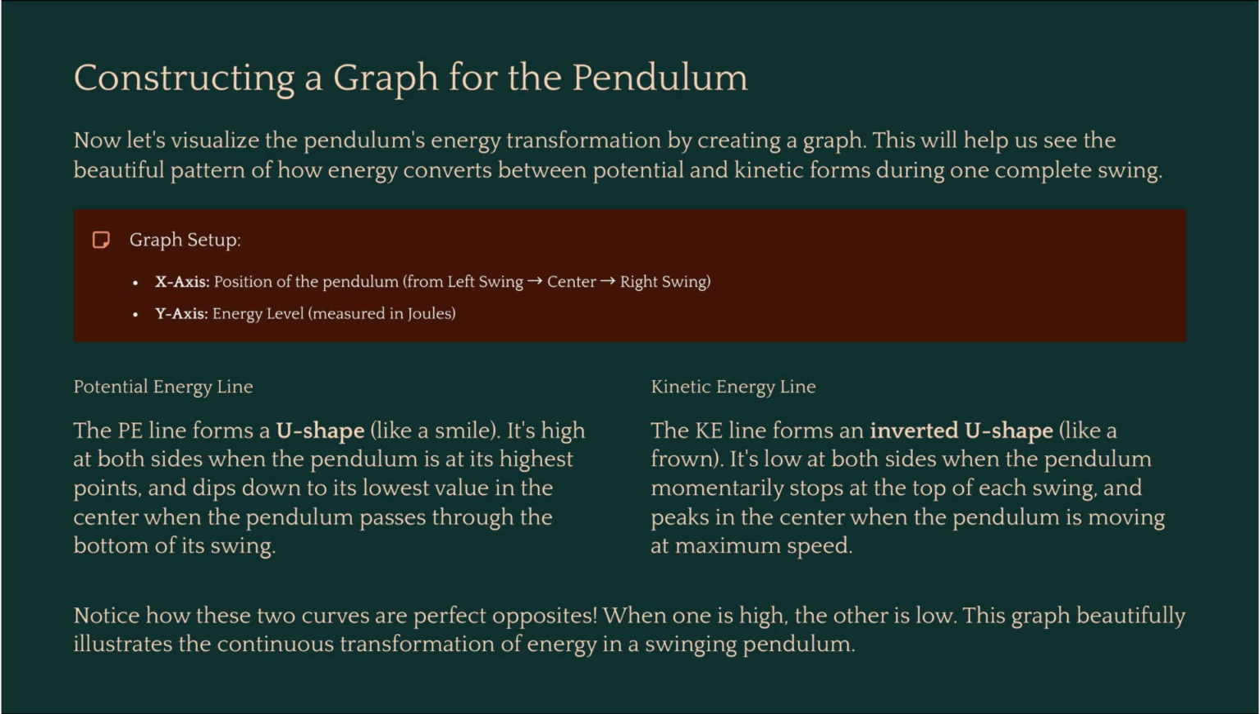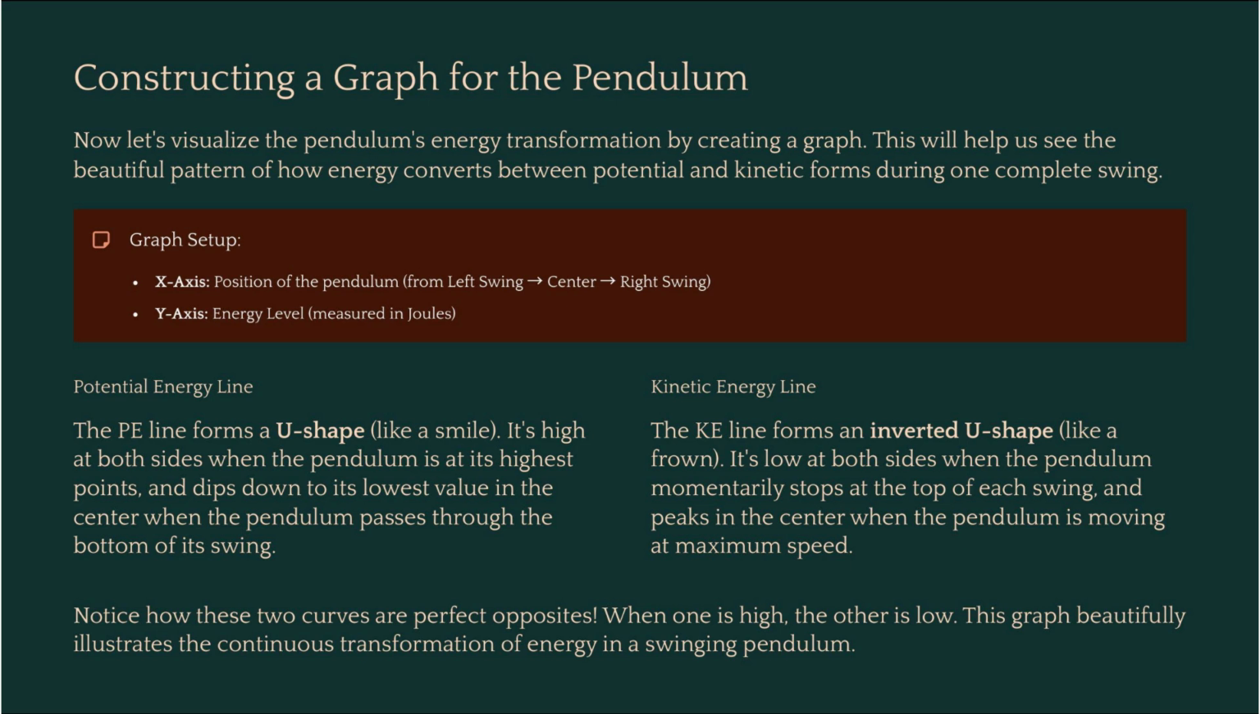When you graph the pendulum's motion, the lines clearly show this transformation. The line representing potential energy looks like a big U shape. It dips in the middle where the height is lowest. The line for kinetic energy looks like an inverted U. It peaks in the center where the speed is highest.